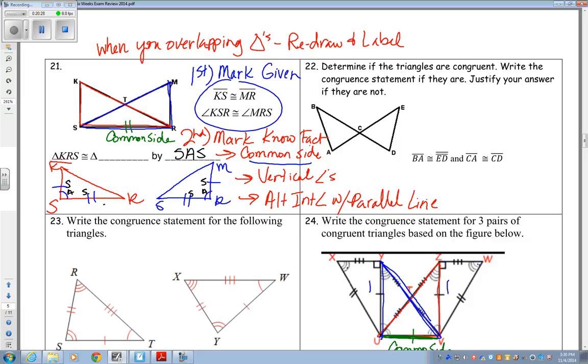Then I just got to match up the letters. That's the congruency statement. If I say KRS, it's congruent to what? MSR. Because it was given.